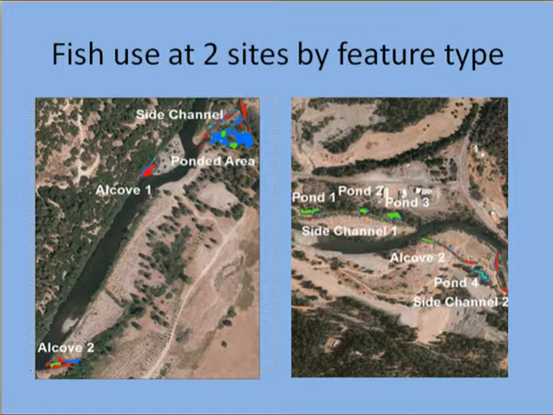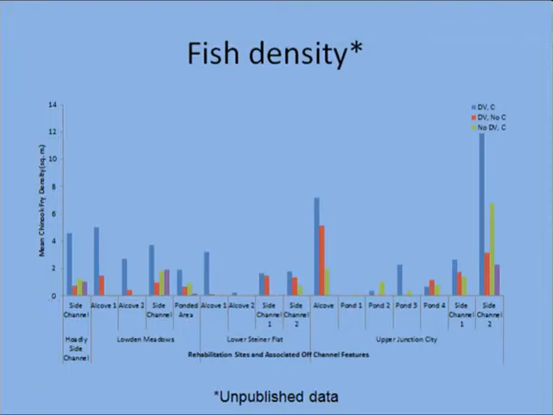So this is just an example of 2 rehab sites, and you can zoom into these different kinds of alcoves and different side channels or ponds, and then look at those fish densities within them. The data is really not too important, but this is just an idea of what you can do. But just looking at it, you can say, well, in this pond there's no fish in there, but in this pond there's a high density of fish in there.